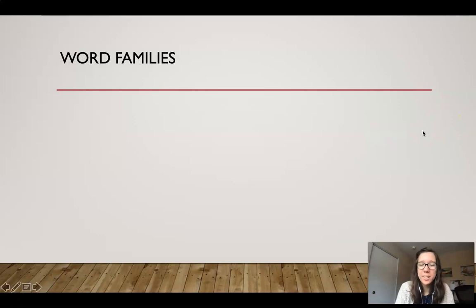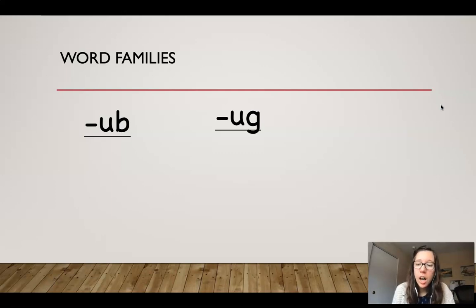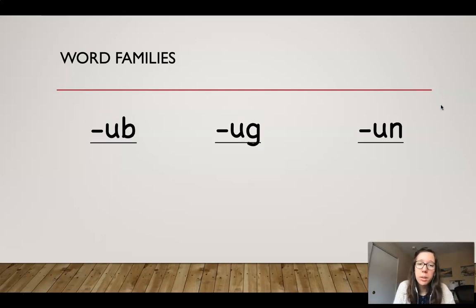Alright, so now that we've heard our awesome review, or our introduction, I should say, to our short U words with that sound, let's talk about the word families that we're going to be practicing today. So the first word family we're going to be looking at is the UB family, U-B, UB. The second word family we're going to be looking at is the UG family, U-G, UG. And the last word family we're going to be looking at is the UN family, U-N, UN. A word we might find in the UB family, U-B, UB, is the word tub, T-U-B, tub.